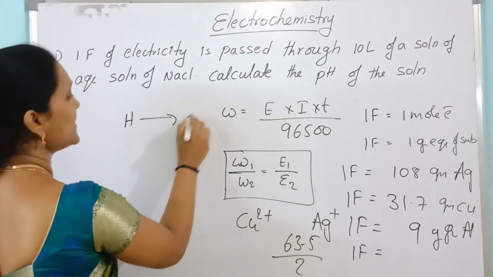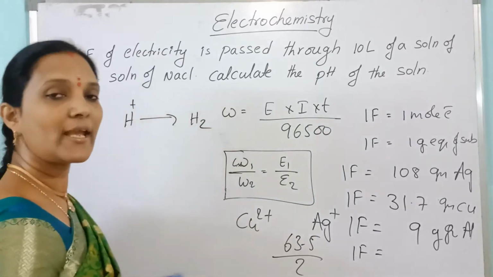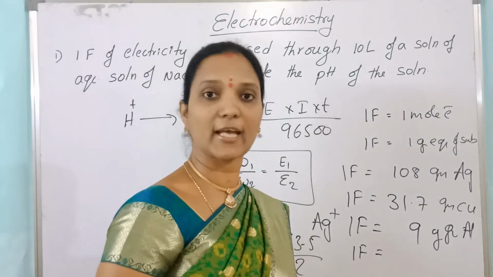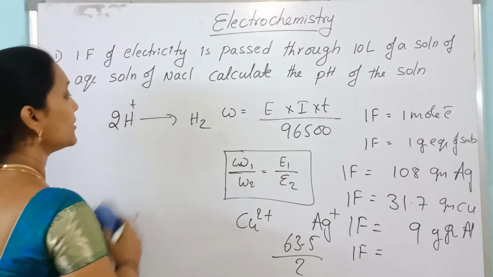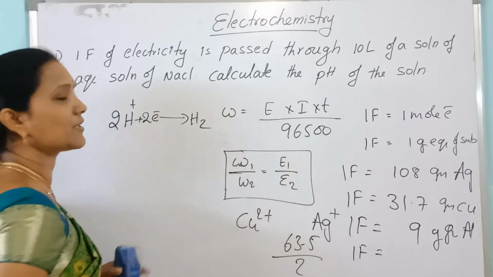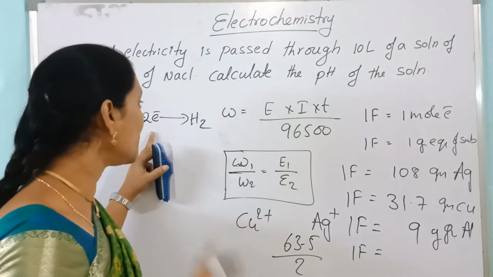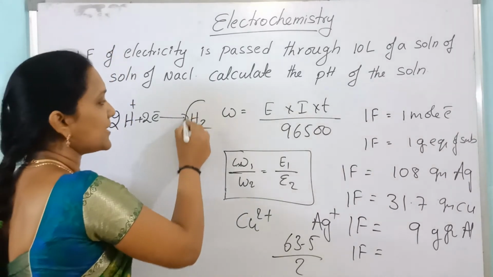Hydrogen. To release H2, we are using H plus. At the cathode, H plus changes to H2. So balance this: 2H plus changes to H2. How many electrons? 2 electrons, which means 2 Faradays. 2 Faradays of electricity is passed.